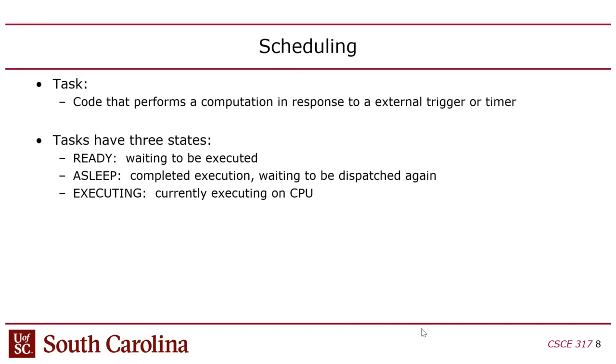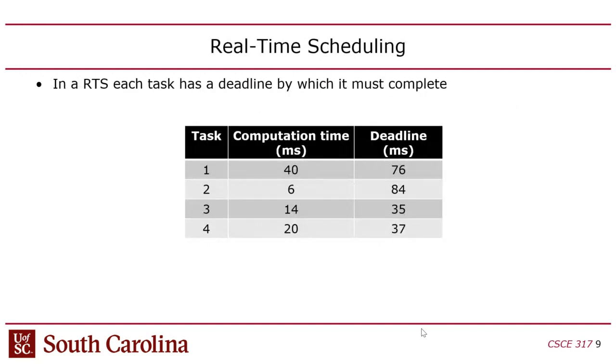So we talked about tasks being in different states. I probably didn't explain this as well as I should have. So the idea is that you can have a task that's ready, that's waiting to be executed, or is asleep, that it's running but it's not ready to be executed for whatever reason. It might be waiting for an input, and then you can be executing.